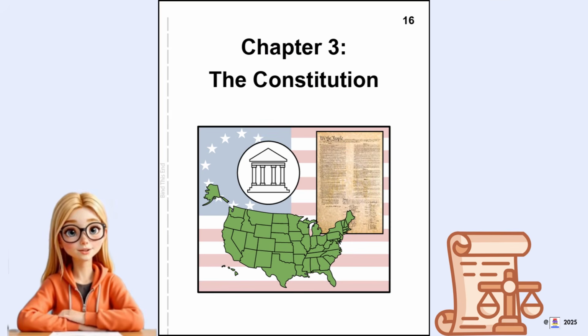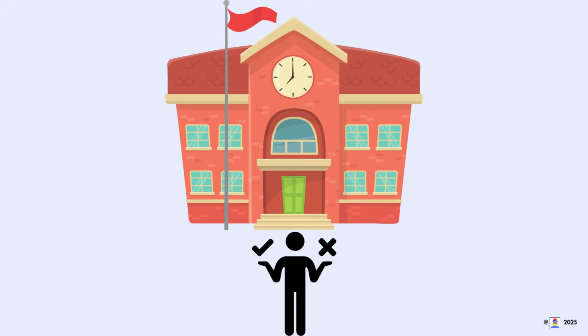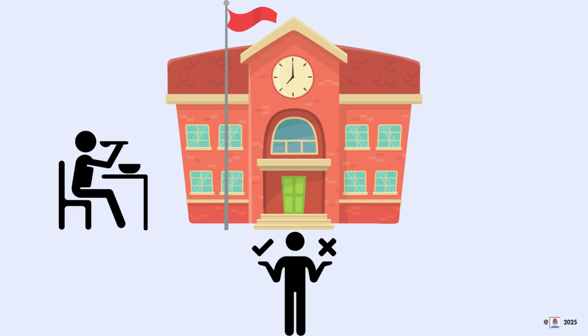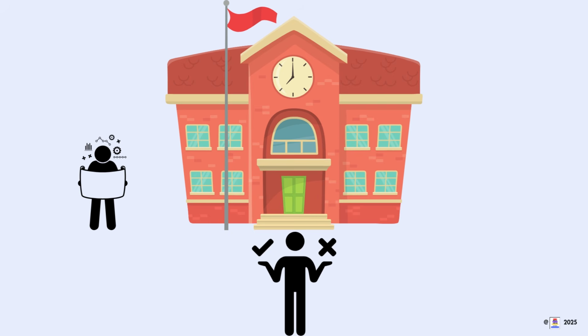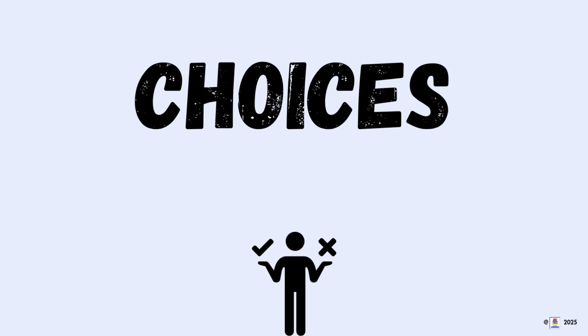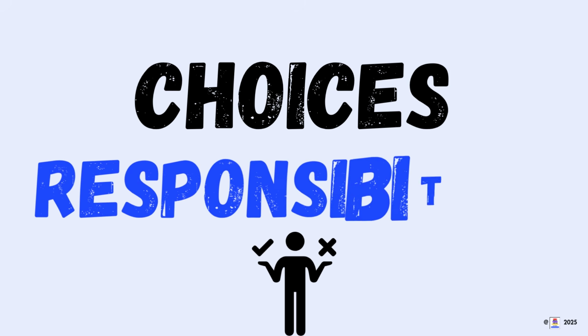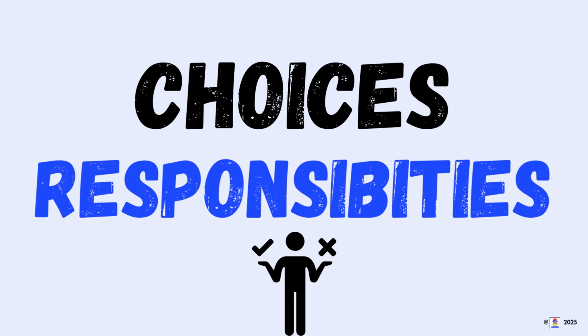Today, we are learning about the Constitution. The Constitution is the rules for our country. It gives us the right to make choices. Today, at school, we make choices, like what to eat, what to wear, or what to do. When we make choices, we also have responsibilities. That means we need to make good choices. Today, we will practice talking about choices and responsibilities.